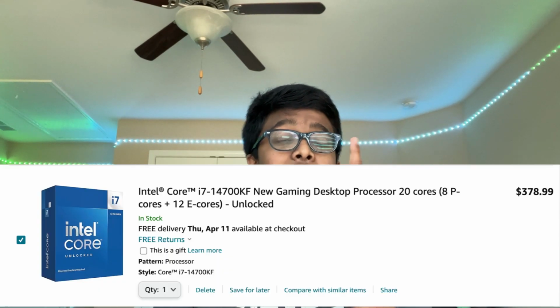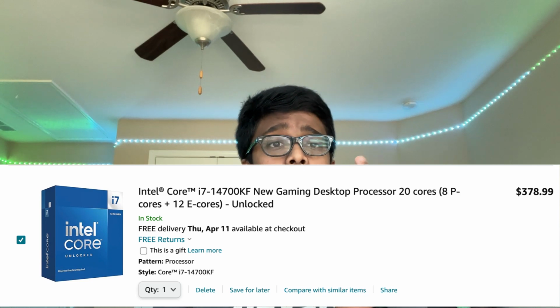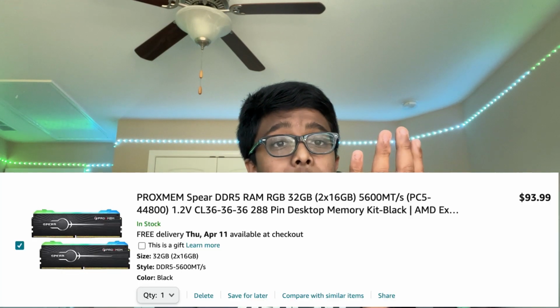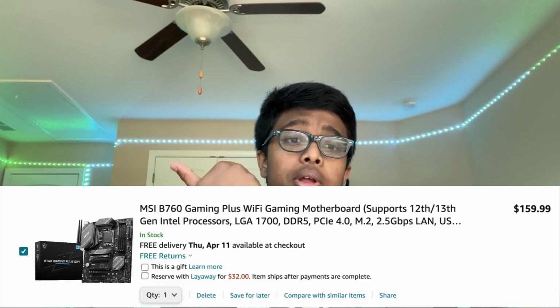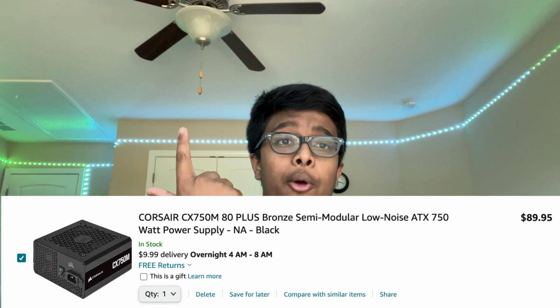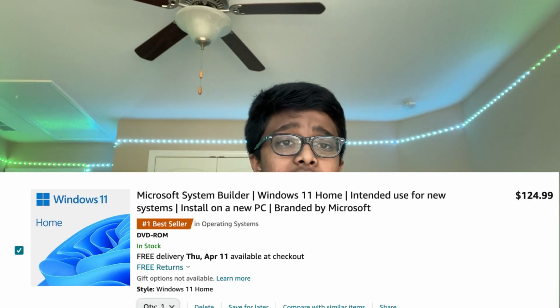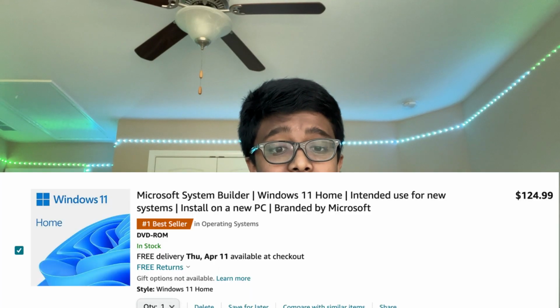Number 1, the CPU, or the processor. Number 2, the GPU, or graphics card. Number 3, the SSD, known as storage. Number 4, the RAM, known as system memory. Number 5, the motherboard, which holds the CPU. Number 6, the power supply, which channels power to the PC. Number 7, a monitor, which displays information. And finally, the operating system, which is most likely going to be Windows in your case.